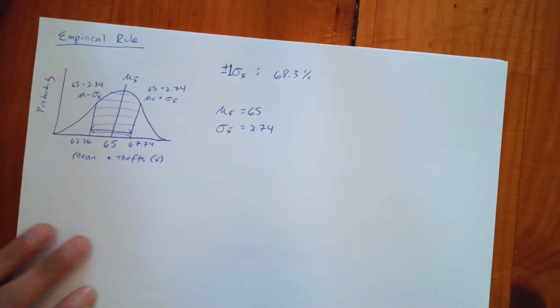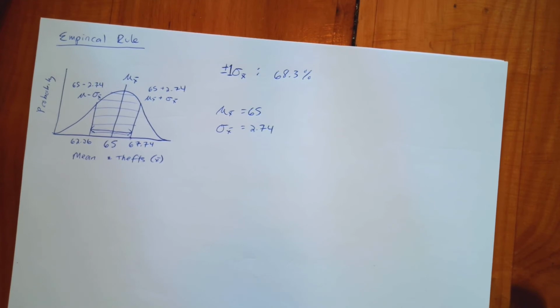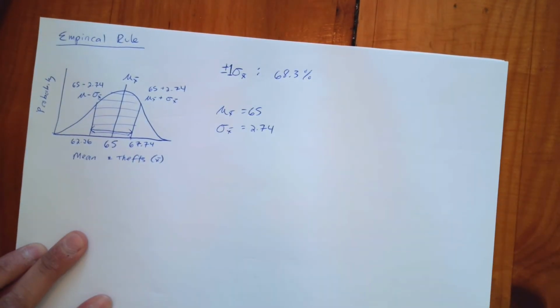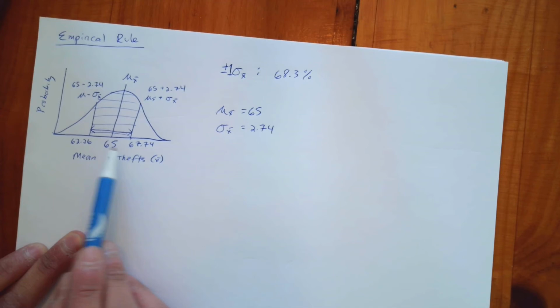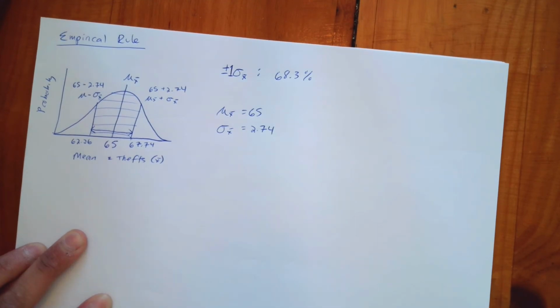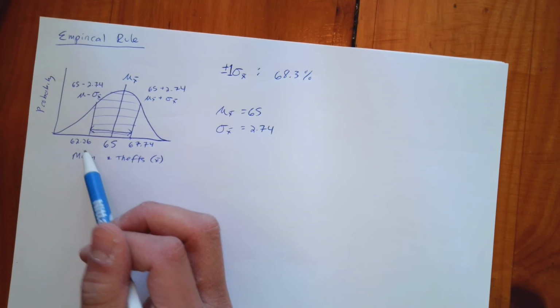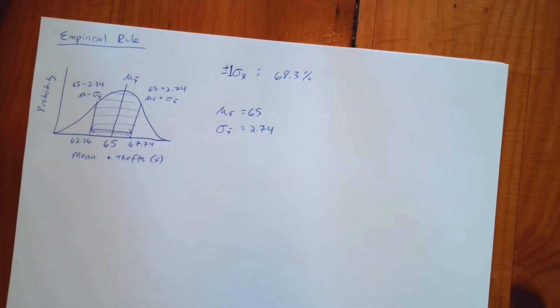The empirical rule tells us that within one standard deviation of the mean of a normal distribution, or in this case within one standard error of the overall mean of our normal distribution, we're going to find 68.3% of the area under the curve. This corresponds to the probability of getting an outcome between these two values. So using the empirical rule, we'd be able to say that there is a 68.3% chance that if you take a sample of 30 stores, you're going to get a sample mean between 62.26 and 67.74.